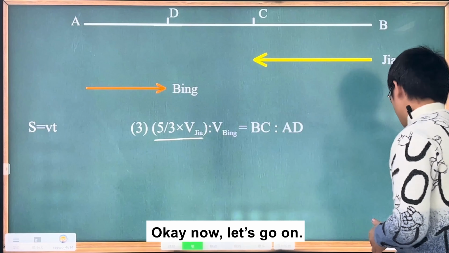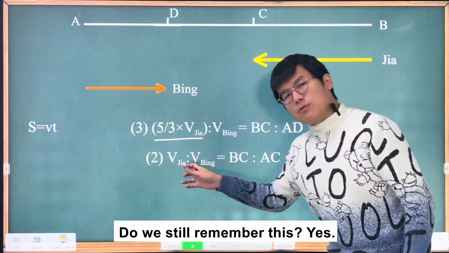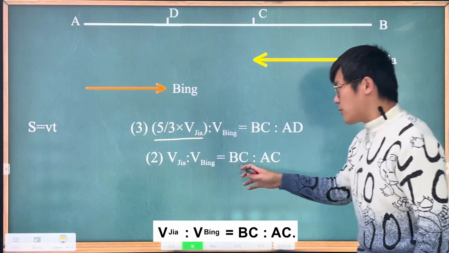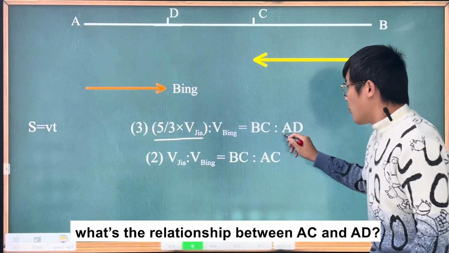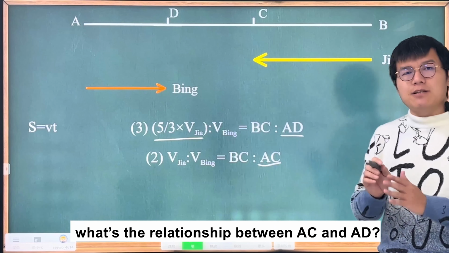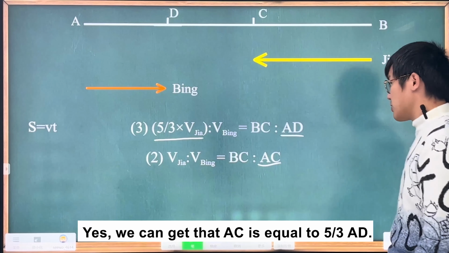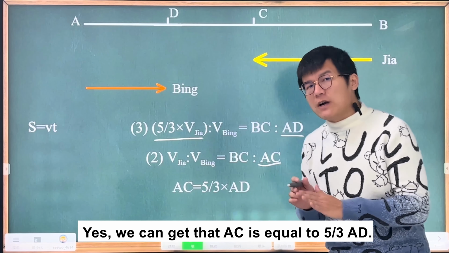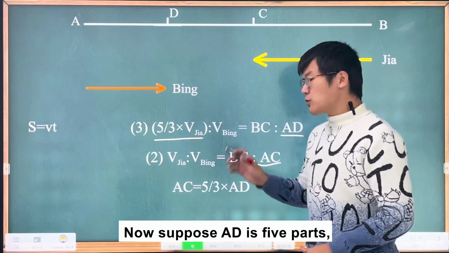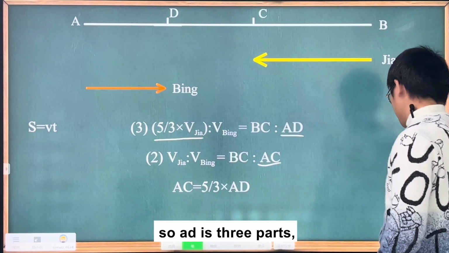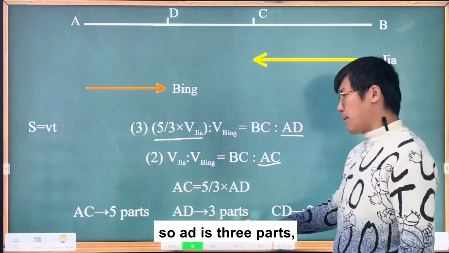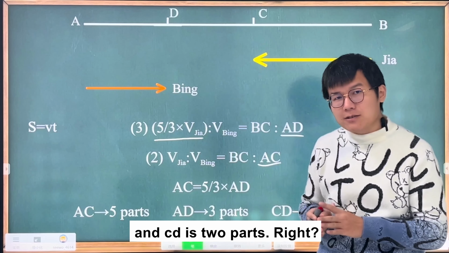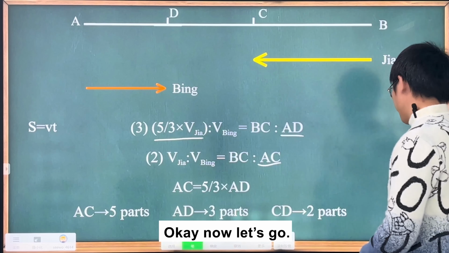Now let's go on. Do we still remember this? Yes, V Jia to V Bing is equal to BC to AC. Now tell me, what's the relationship between AC and AD? Yes, we can get that AC is equal to 5/3 times AD. Now suppose AD is 5 parts. So AC is 3 parts and CD is 2 parts, right?